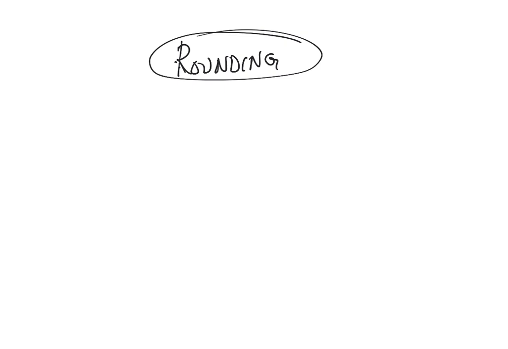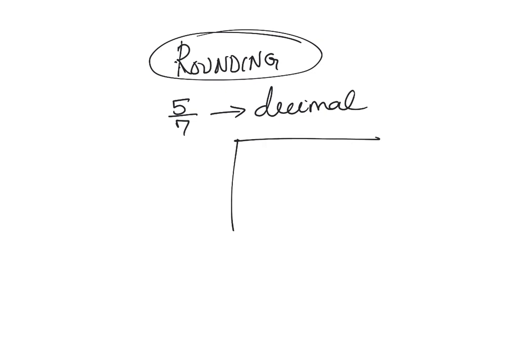So for rounding, if they say convert 5/7 to a decimal and round your answer to the nearest hundredth. So we have 7 out here and 5. 7 goes into 5. We know it doesn't go in, it goes in 0 times. And then we have a 0. 7 goes into 50. How many times? So we know that it's 7 times. 7 times 7 is 49.